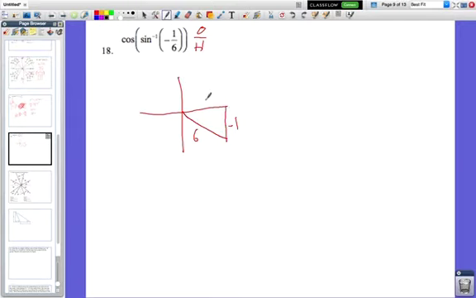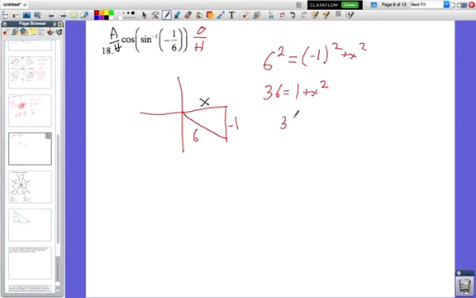So then I'm going to try and find this x value because I'm looking for cosine, which is adjacent over hypotenuse. So if I'm looking for that adjacent side, I'm going to do 6 squared equal to negative 1 squared plus x squared. So that'll be 36 is equal to 1 plus x squared. So that'll be 35 is equal to x squared. Now I need to square root both sides, and that'll leave me with x is the square root of 35.